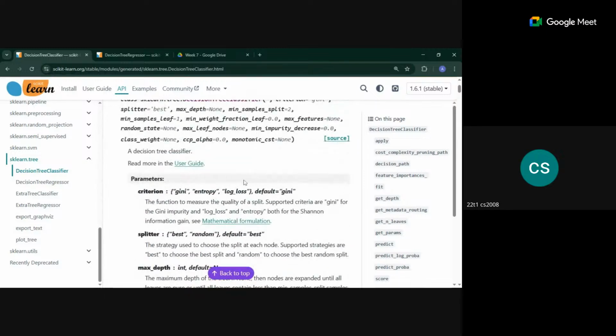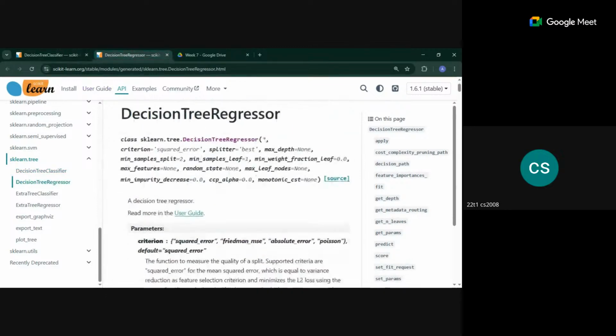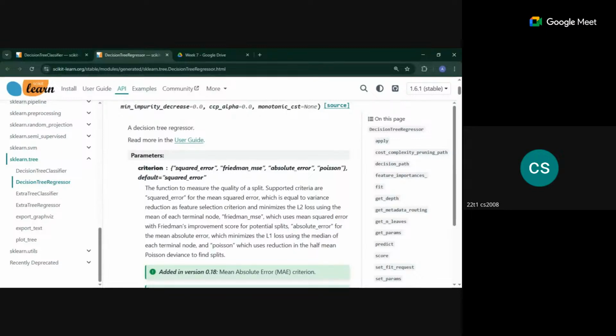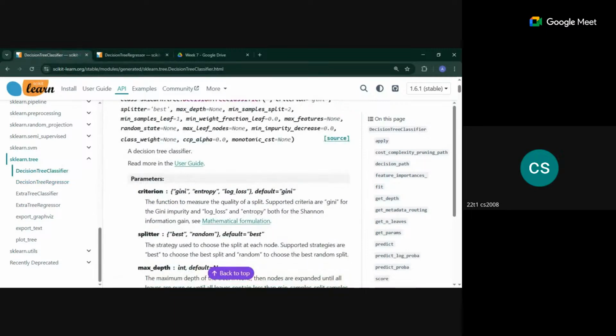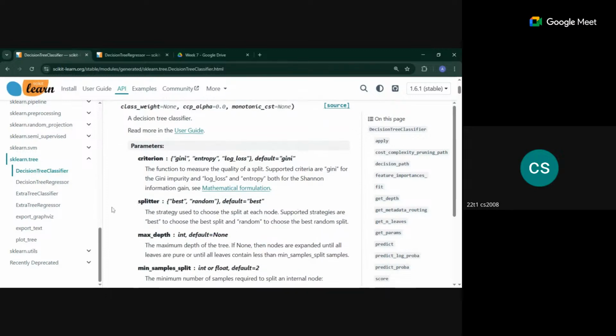Apart from that, this is again how good the split is. We spoke of entropy. Some other methods that are there are Gini and log loss for classifiers. Same thing, if I come to the regressor, there are a few different methods. There is squared error, Friedman MSE, and absolute error, and it goes on. So these are again different criteria that you can use to decide on the quality of the split, basically. Split also has different strategies. You can either go for best or you can go for random. By default it chooses the best one.